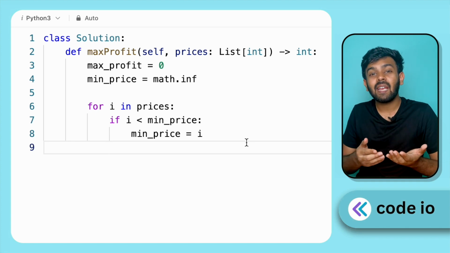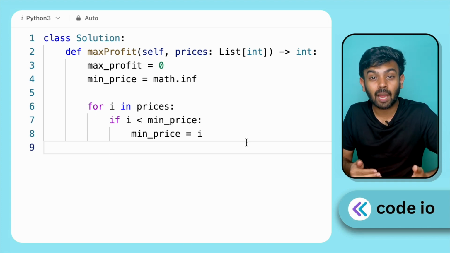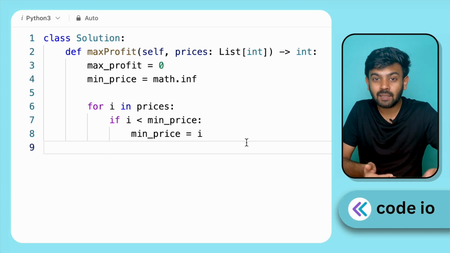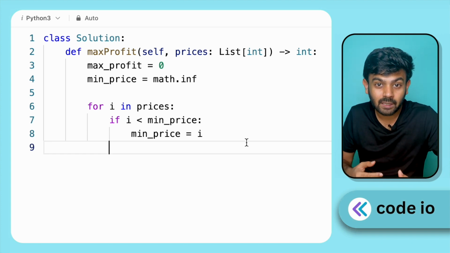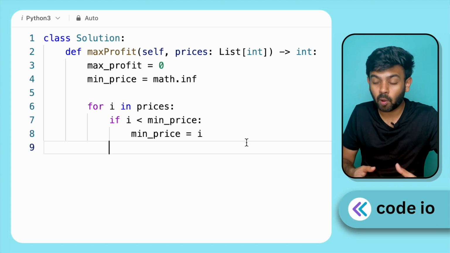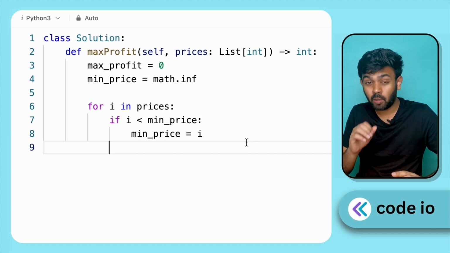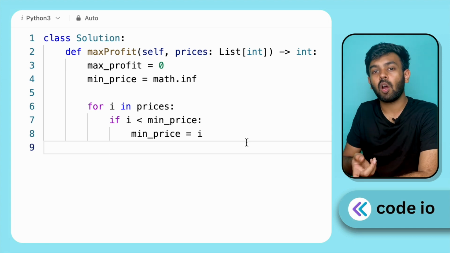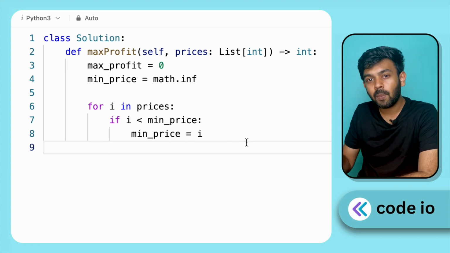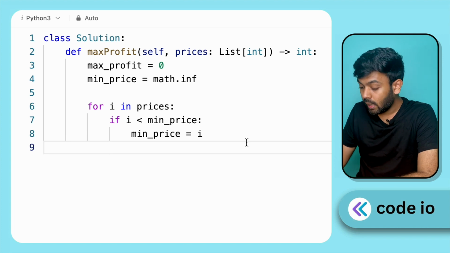So in that case, it doesn't make sense for you to calculate profit because your current price is i and your min price is also i. So i minus i would be 0. So it doesn't make sense for you to calculate profit. So in this case, you would not be calculating profit. So when would you calculate profit? If you do not update it. When you do not update your min price, that is when you calculate profit.